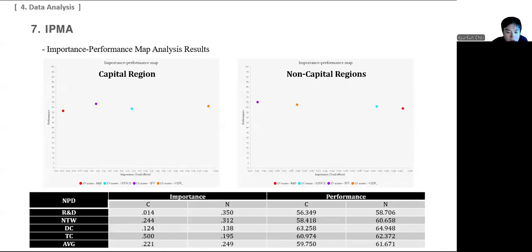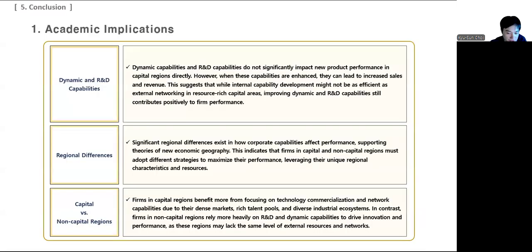Also, I did an IPMA test, and it shows that TCC is the most important factor for MPD in the capital region, while R&D capabilities are crucial in non-capital regions. All variables perform above 50%, which means their effectiveness is very good for this model. To enhance MPD, companies should focus on TCC in capital regions, whereas R&D capabilities in non-capital regions.